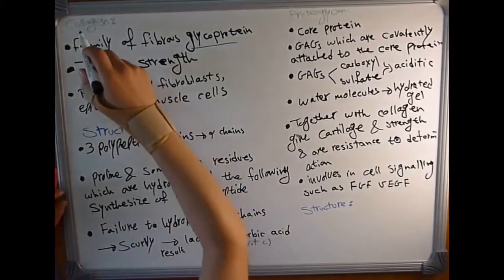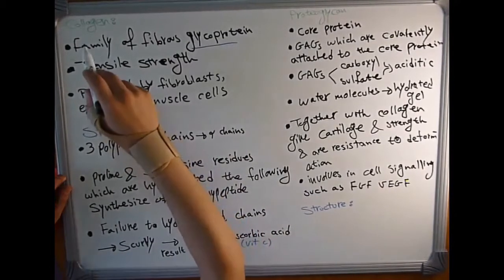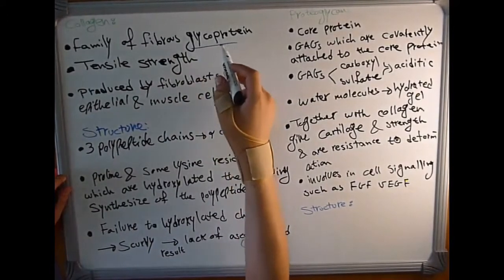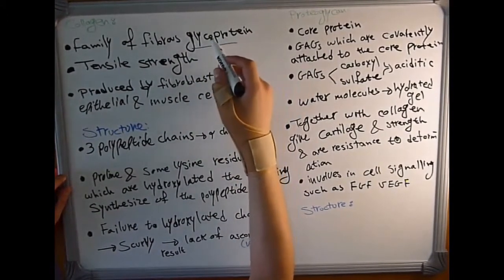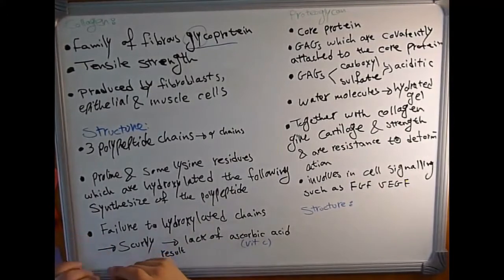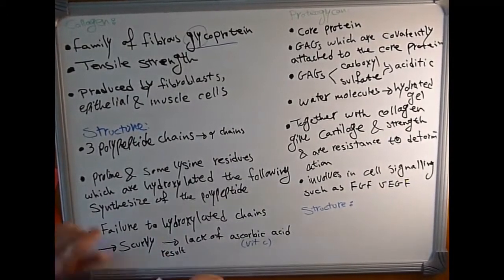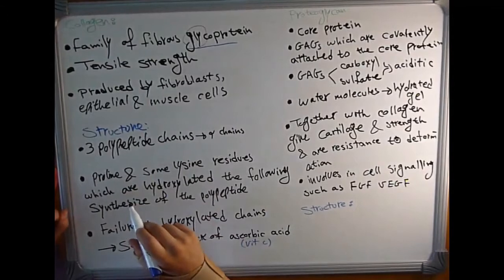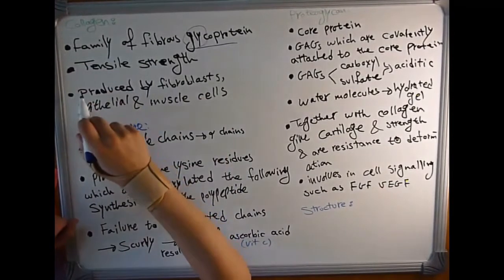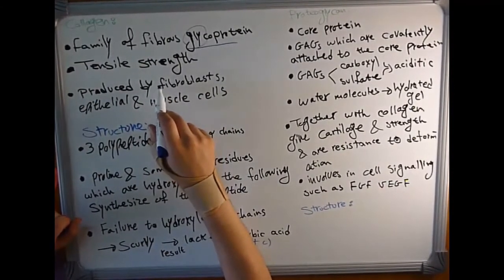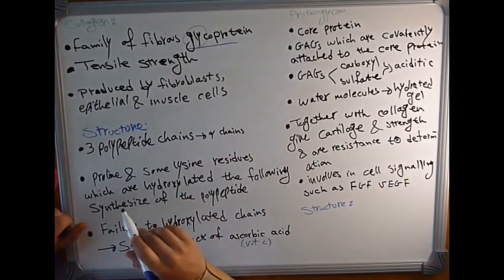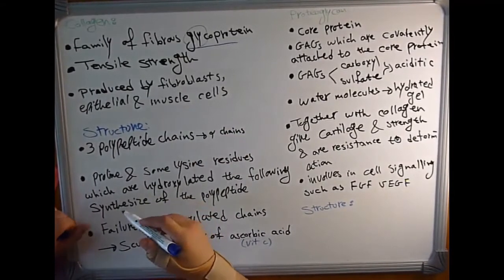Okay, let's talk about collagen. Collagen is a family of fibrous glycoproteins. Glycoprotein actually is a protein which contains carbohydrate chains in its structure. The collagen gives the cells tensile strength and it is produced mainly by fibroblasts and also epithelial and muscle cells.